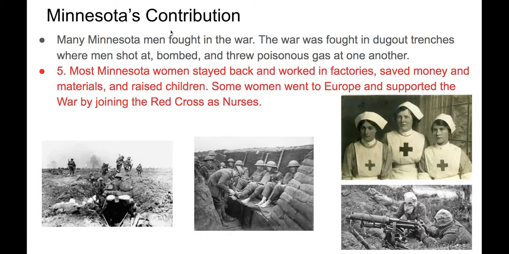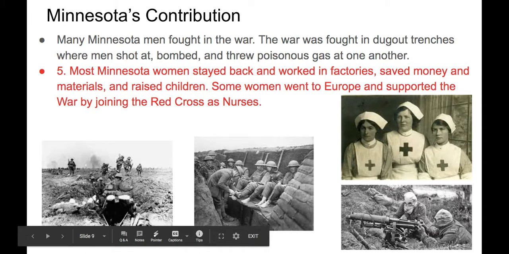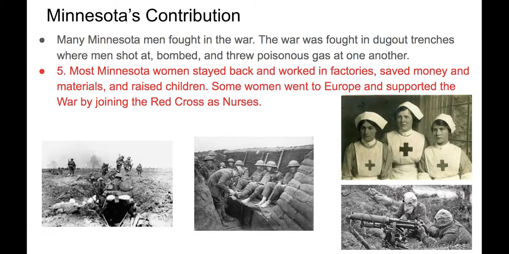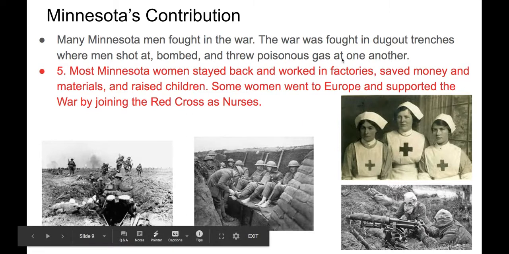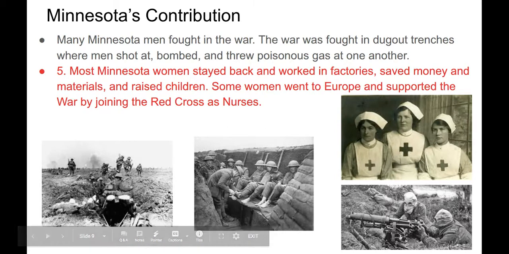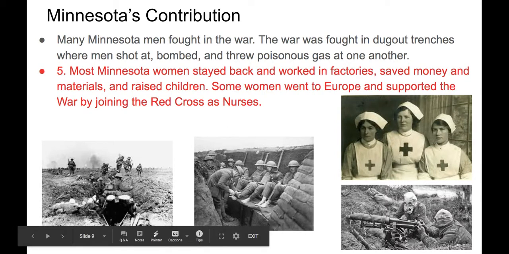And so the war was fought in dugout trenches where men were shot at, bombed, and they threw poisonous gas at one another. Okay? So if you see this picture right here, it looks kind of like a gas mask. Well, they're using that because each side threw gas bombs at each other, and it would cause blindness, right? Cause a lot of bad things to happen. So they wore these masks to help protect themselves.